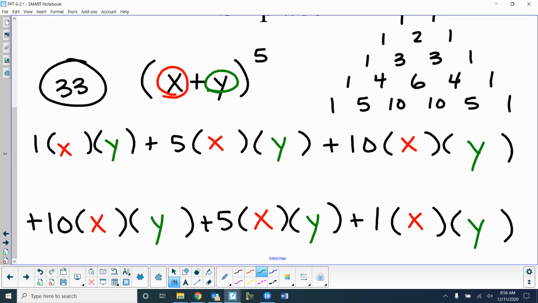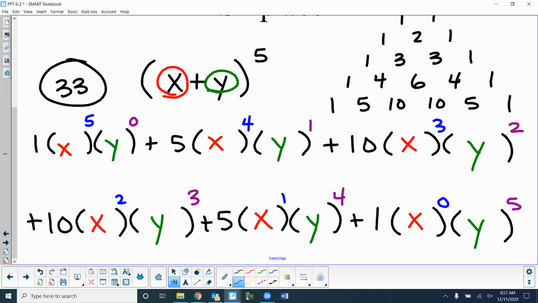Okay. What's the first parentheses exponent? 5. Then 4, 3, 2, 1, 0. And what's the second parentheses first exponent? 0. Okay? And then you just find the answer to each of those problems. And that's the answer to the problem.